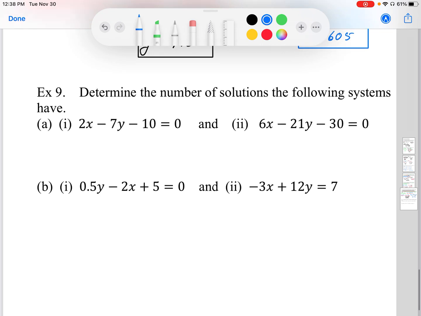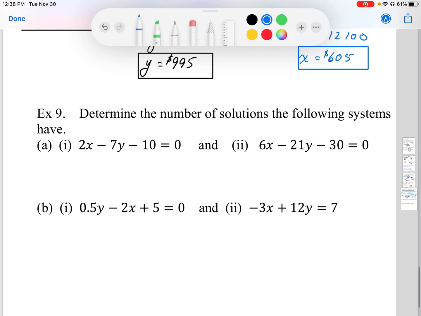Lastly then, it says determine the number of solutions. So the number of solutions is based on this: any two lines that have different slopes will intersect once. Okay, that's one possibility. The other possibility is that two parallel lines have zero solutions. And the last possibility is when we have two lines that are coincident, basically one on top of the other, it means that there are infinite solutions, and that's when they have the same slope and they're the same equation.